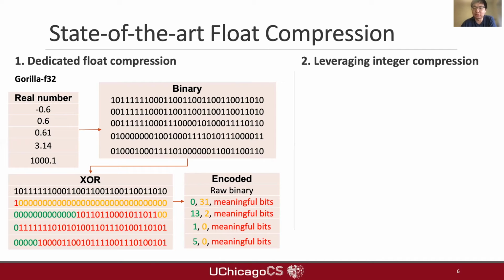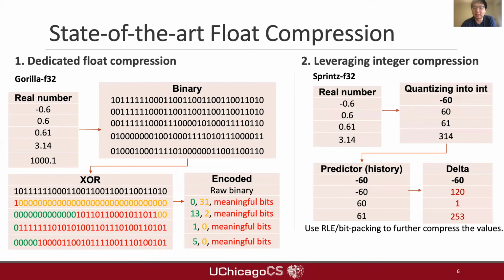The second type uses integer compression techniques for float. For example, Sprintz. Sprintz is a compression originally designed for integers, but it can be extended to float as well. When using Sprintz for float, it first scales the float number into an integer, then applies Sprintz compression on those integer numbers. The third class is general purpose compression techniques like gzip and Snappy, where float numbers are converted into a byte array and then those compression techniques are applied.